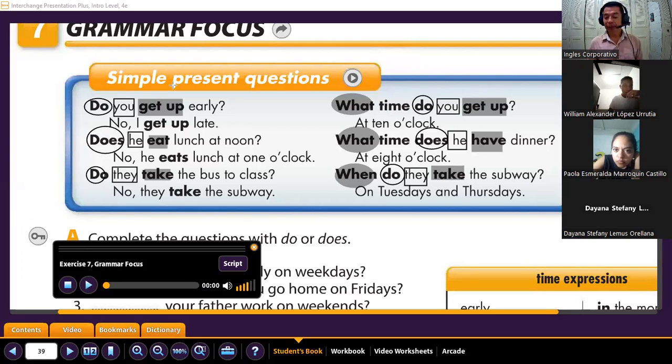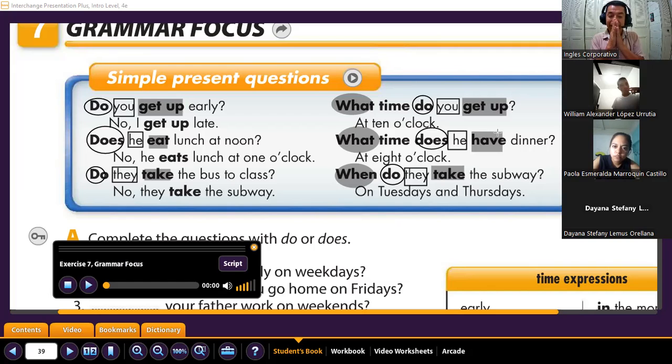So you have to memorize. Now, how do you distinguish the yes, no question from the information question? There are many things. Number one, and the most important, the answer. The answer in a yes, no question is closed. Do you get up early? Yes, I do. No, I don't. Does he eat lunch? Yes, he does. No, he doesn't. Do they take the bus? Yes, they do. No, they don't. Only two options, yes or no. No more. So this is a closed question.